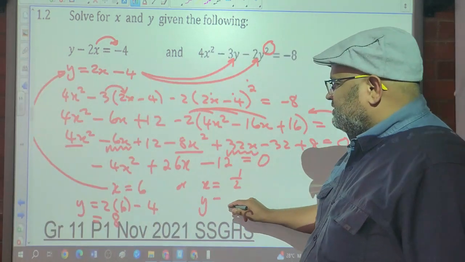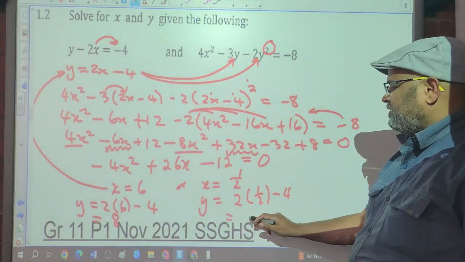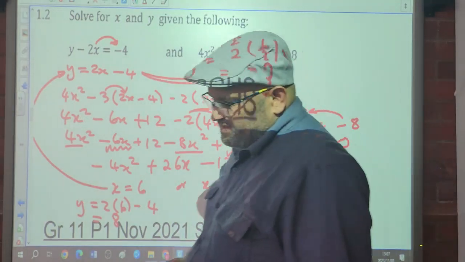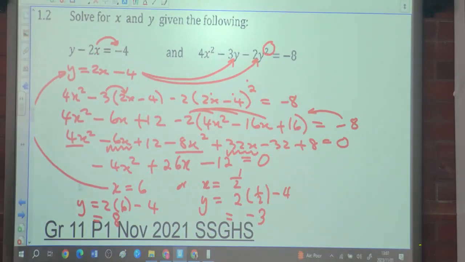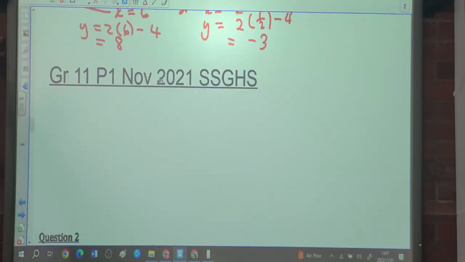On the other hand, we have y is equal to 2 times half minus 4, which is 1. Of course, negative 3 then. Okay, any confusion? Is that right? Just let me know when I'm making a mistake. Okay.